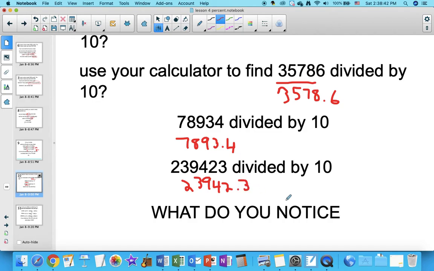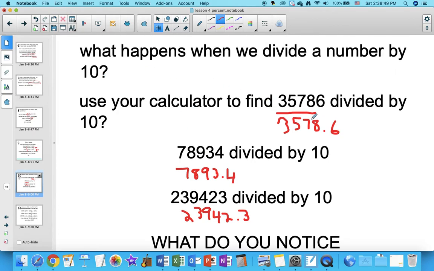What do you notice? Well, you should notice by now, from all the practice we've done, that when you divide a number by 10, it's the same number, just the decimal shows up in between the second last and last number, right? We had 35,786. We plop the decimal between 8 and 6, and we've divided by 10. We have 78,934. We take the decimal and plop it in between the 3 and the 4, and we have divided by 10. Same thing here, right?